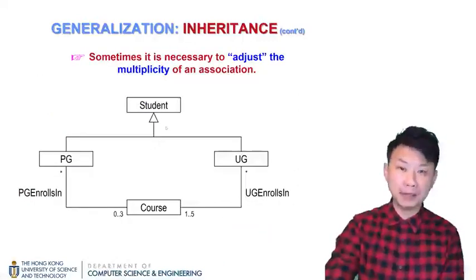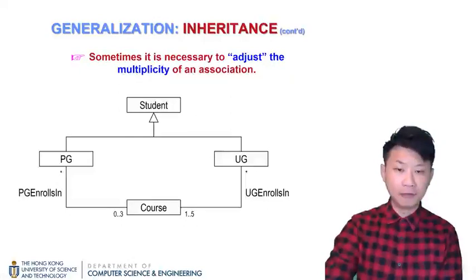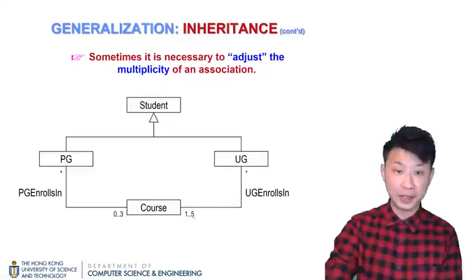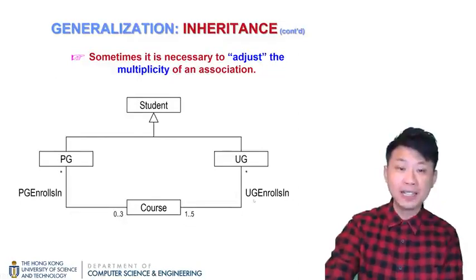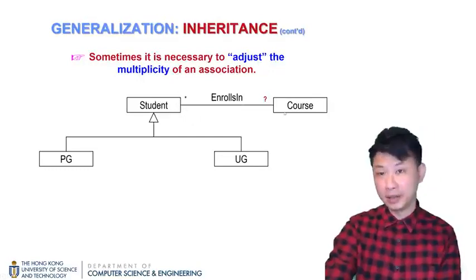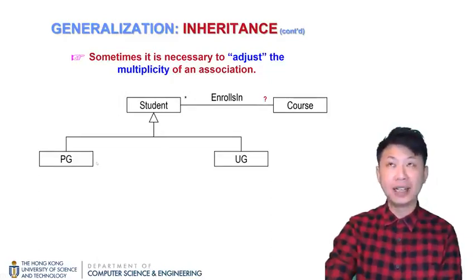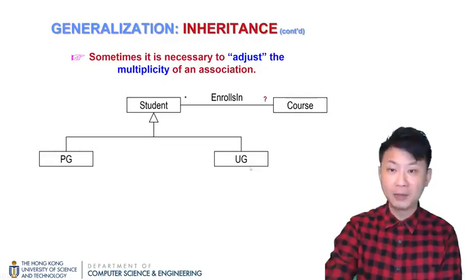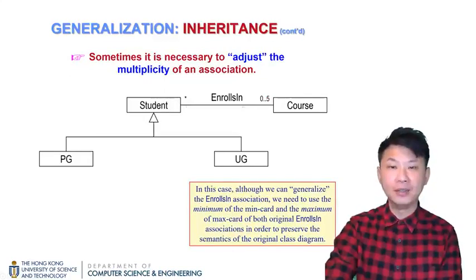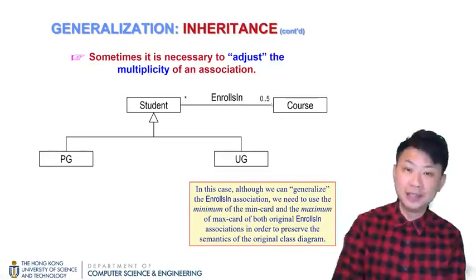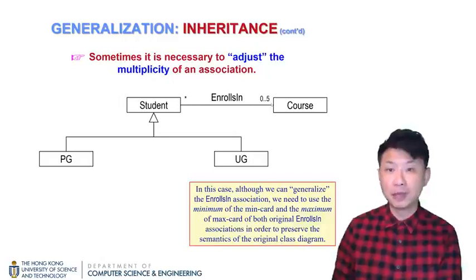So now what if we have this special situation? Let's say PG students can enroll into 0 up to 3 courses, and UG students can enroll into 1 up to 5 courses. Then again, instead of saying PG students enroll into some courses and UG students enroll into some courses, we can simply say students enroll into some courses. But now we have to relax the requirement, because PG students enroll into 0 up to 3 courses and UG students enroll into 1 up to 5 courses. So we say that students enroll into 0 up to 5 courses. Then some of you may say we missed the information about PG students being 0 up to 3 courses and UG students being 1 up to 5 courses.